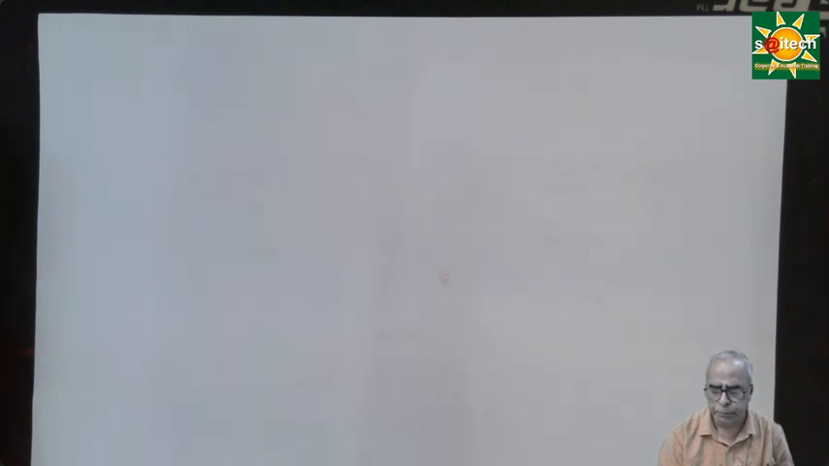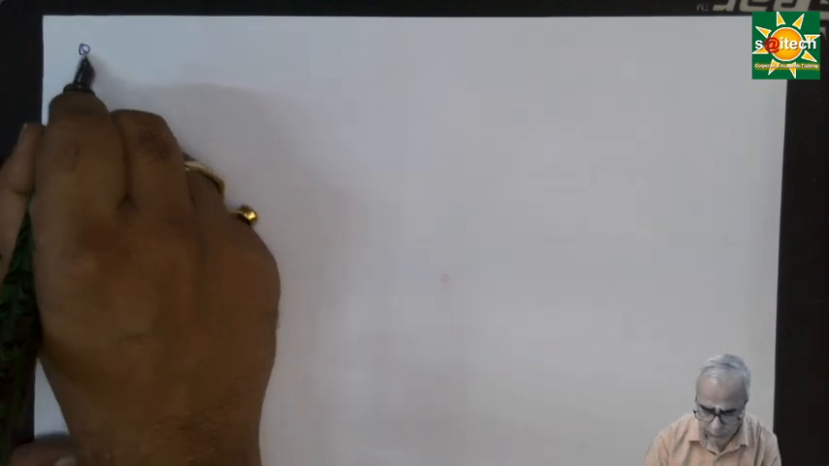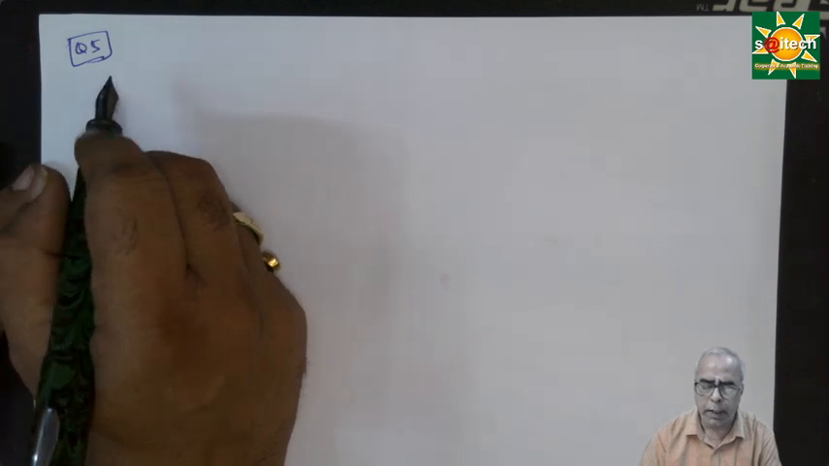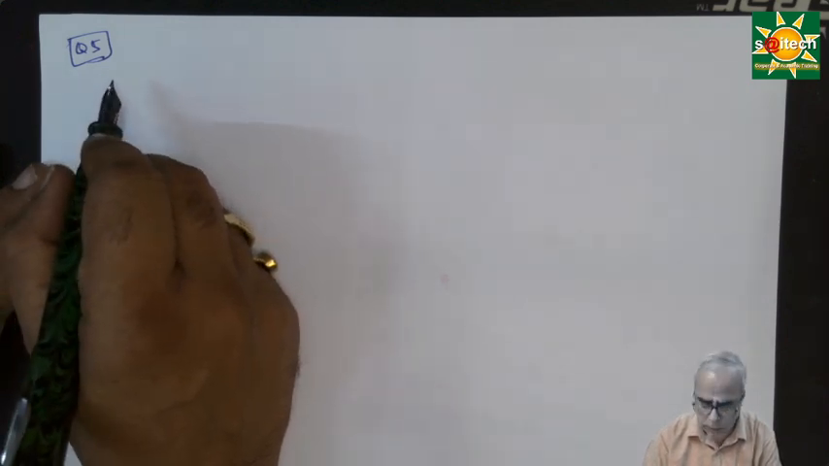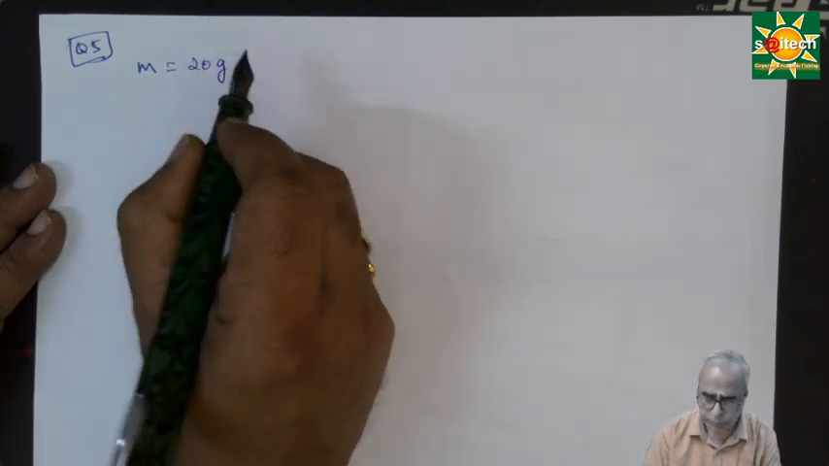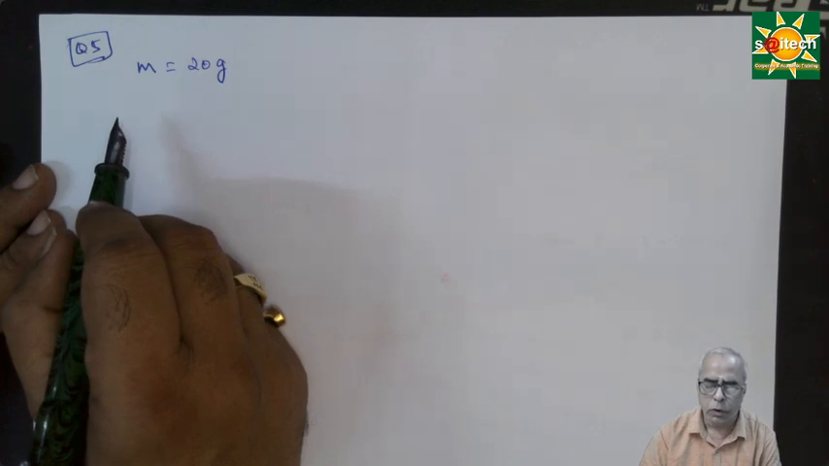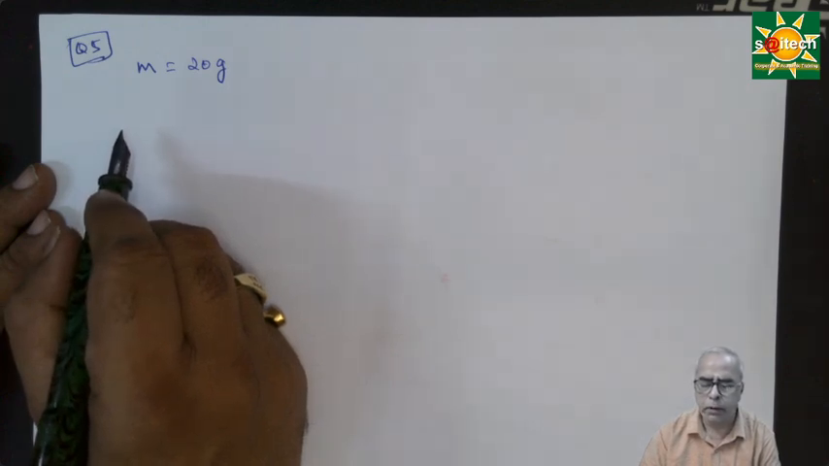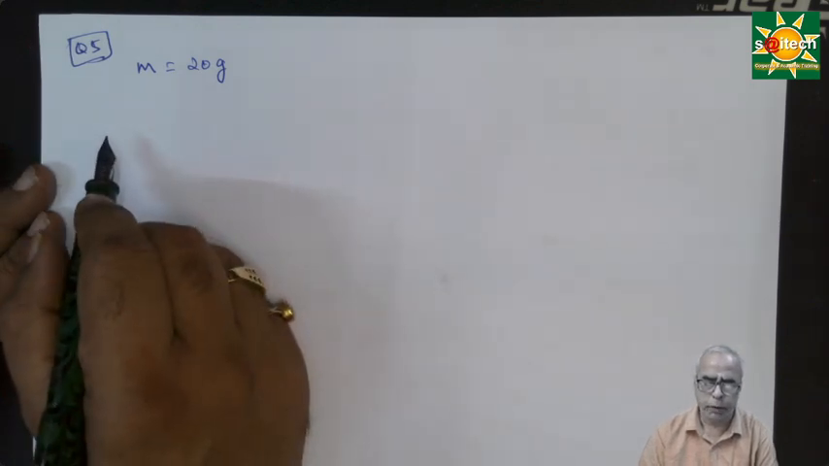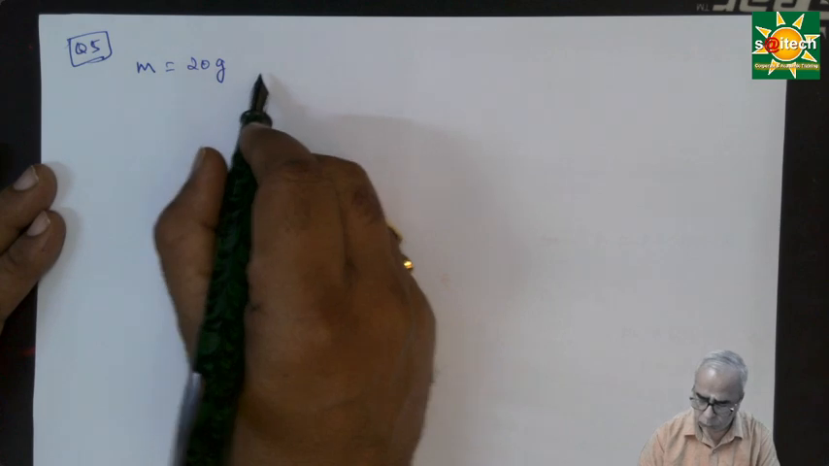Next question. This is based on the velocity time graph. The velocity time graph of a ball of mass 20 gram moving along a straight line on a long table is given in the plot. So the plot is given.